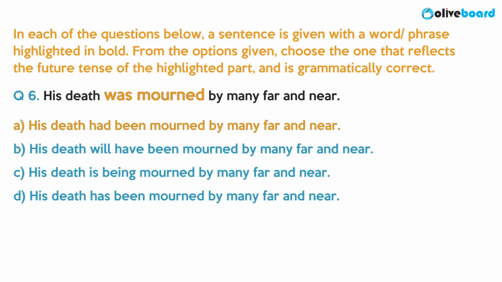Option A is incorrect, as had been mourned is in the past perfect tense. C is incorrect, as is being mourned is in the present continuous tense. Option D में has been mourned present perfect tense में है. Again, this can be eliminated as it is incorrect. हमें future tense चाहिए. However, B is the right answer, as will have been mourned is in the future perfect tense. So our correct answer is, his death will have been mourned by many far and near. This makes option B our correct choice.